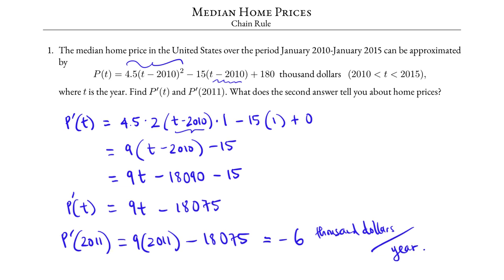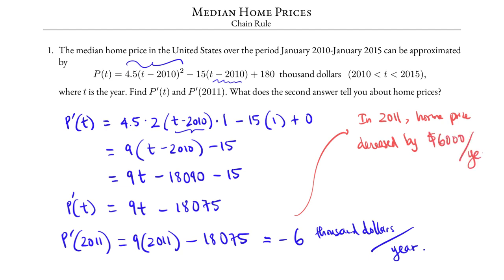What does this mean? What does it tell us? In the interpretation, we have to include the input 2011, and we have to include the result negative 6. We will interpret this as: in the year 2011, home price declined by $6,000 per year, meaning the home value lost $6,000 per year in the year 2011.